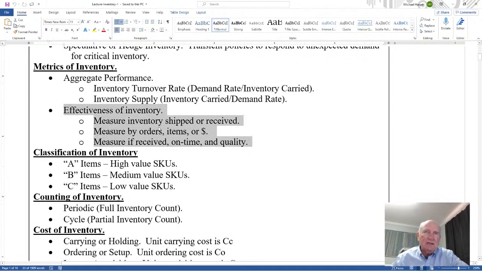And then you have effectiveness of inventory. Now, I put this in this lecture because there is no one measure of effectiveness. It really depends on the industry, the company, the inventory, what they're interested in, where their strategy lies. And so you can have all different kinds of metrics to measure the effectiveness of current inventory. You can measure inventory that's being shipped or received, how many orders were placed, how many items were shipped, or the dollars that were coming and going. If it was received or not, that's quality. If it was on time, quality, or other measures of quality, like customer satisfaction, for example. So there are all different types of metrics to measure effectiveness.